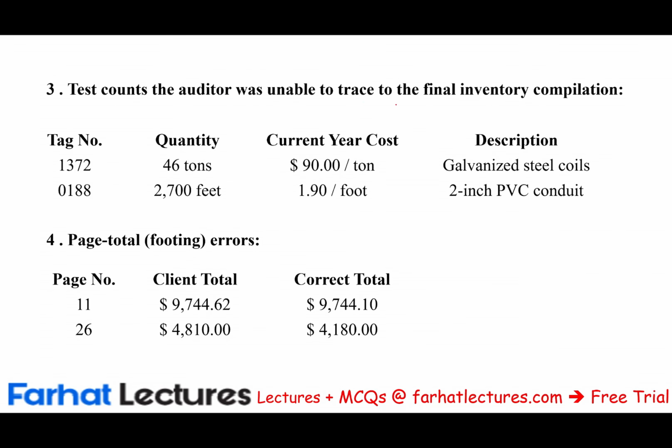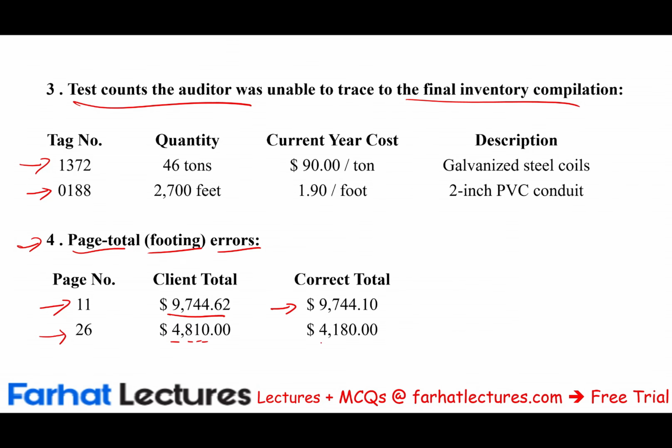The auditor was unable to trace the final inventory compilation. So they did a test count and they did not find these 2 tags in the final inventory. That's fine. And there's test 4, page total footing errors. On page 11, the client total is $9,744.62. Our total is $9,744.10. On page 26, there's a total of $4,810. The correct amount should be $4,180. It's what we computed. And this basically deals with compilation.